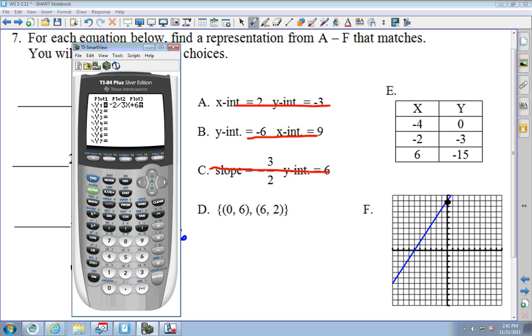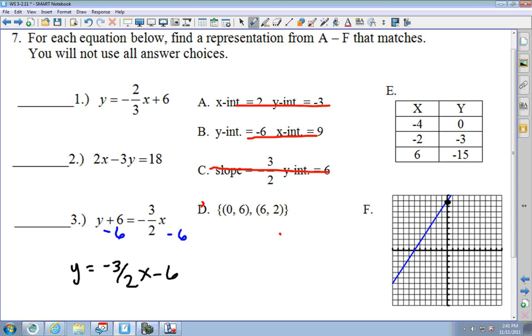Let's see if this point, 0, 6 is in there. What about 6, 2? Let's go see if 6, 2 is in there. Oh, look, 6, 2 is right there. And if I press graph, it doesn't look like this one, so it's not F. And it said 6, 2, so it's not 6, negative 15. So letter D goes up here with number 1.